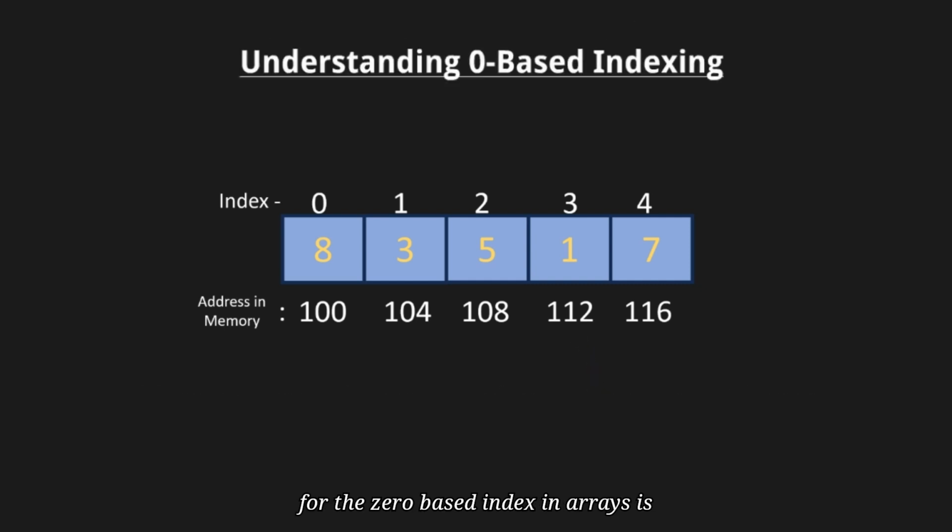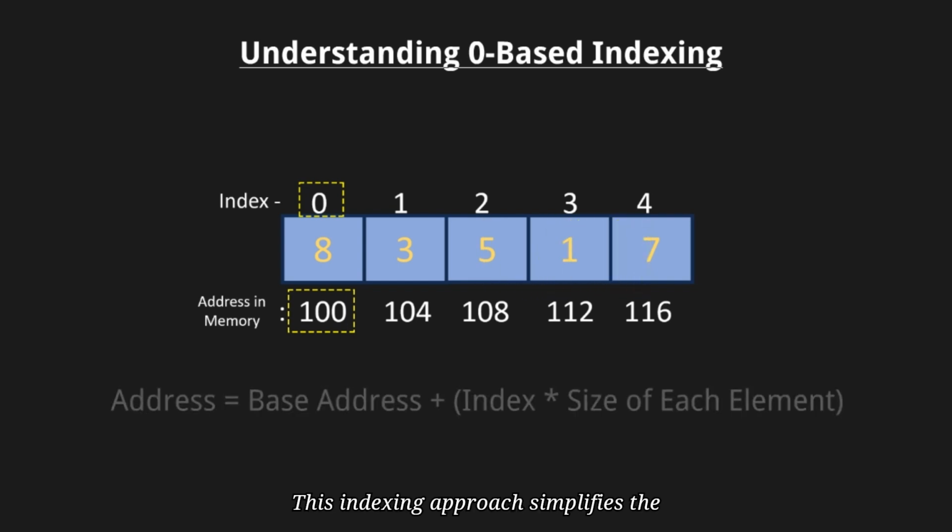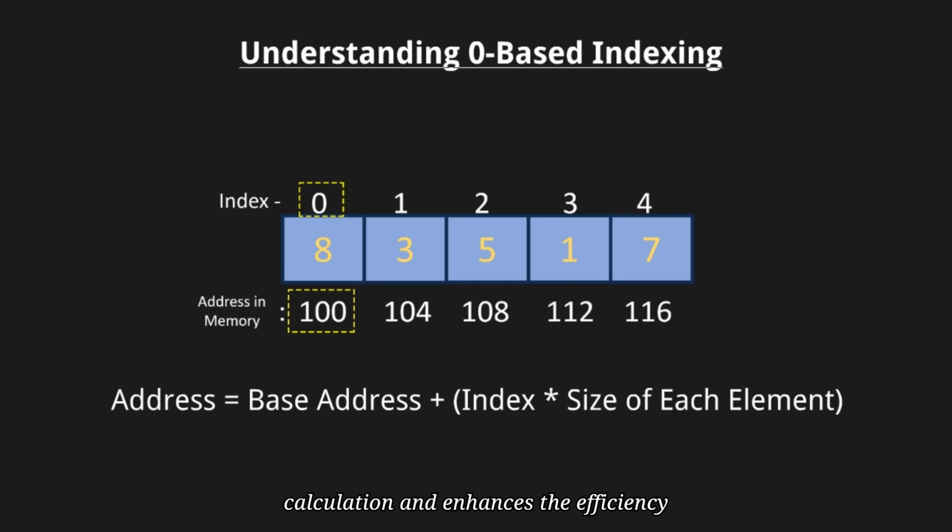One reason for the zero-based index in arrays is closely related to their implementation in memory. The base address of the array is used as the starting point. The index directly corresponds to the position offset from this base address. This indexing approach simplifies the calculation and enhances the efficiency of accessing elements in memory.